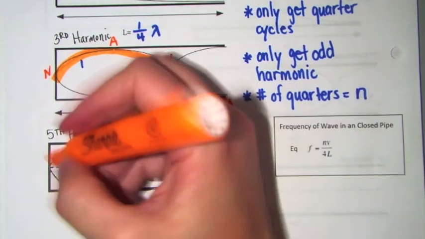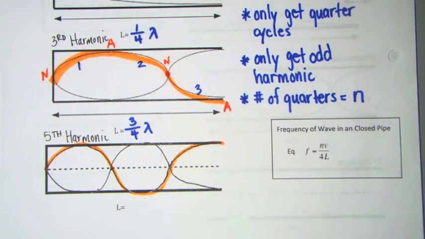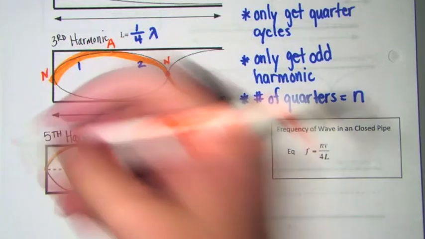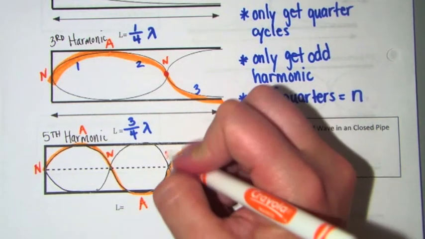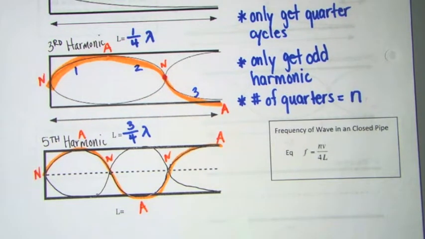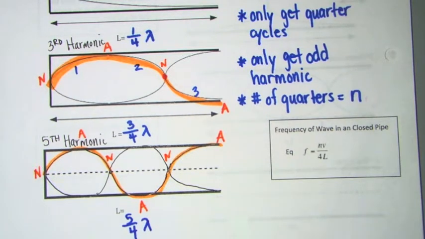Okay, and then highlighting, just like we always do, the incident wave just to visualize what we have going on. We always, always, always have an antinode at the open end, and a node always, always, always at the closed end. Okay. What is the equation for L?